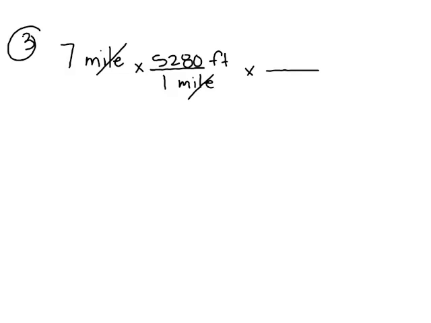Okay. So what's the ratio of feet to inches? 12. 12, top or bottom? 12 on top. 12 inches on top, 1 foot on bottom. So then feet cancel, left with inches. 443,520 inches. 443,520 inches in 7 miles.